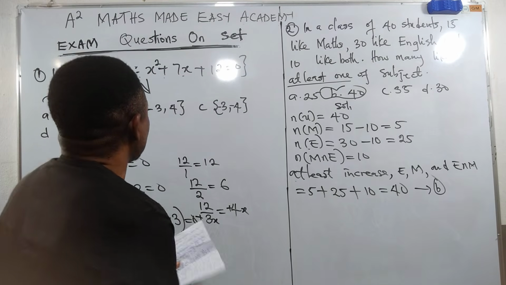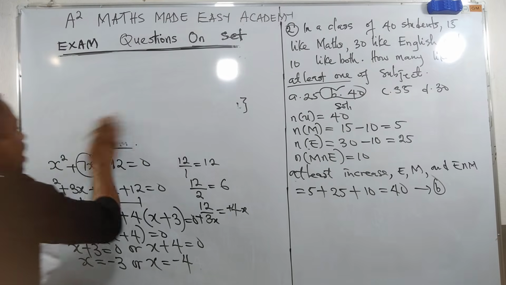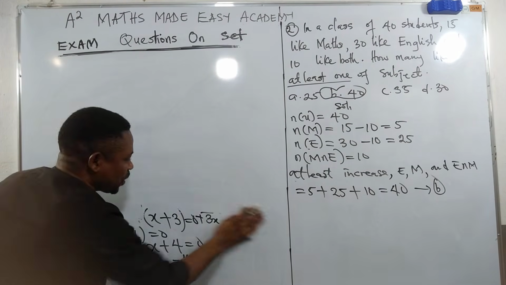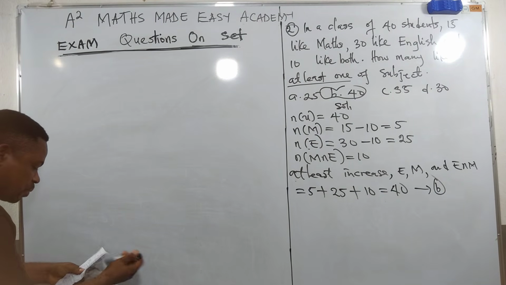Now let us move to question number 3. Hope you are following. We are taking it bit by bit. And what I'm using now is just the shortcut of solving this, because these particular questions are what? Objective what? Question or CBT. Let's move to the next question.